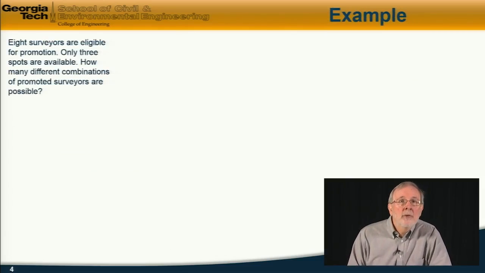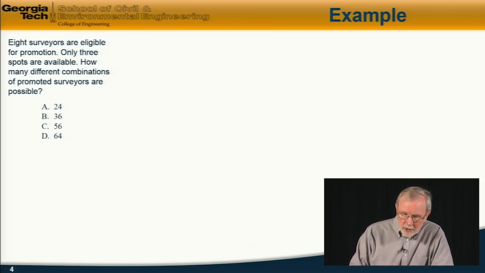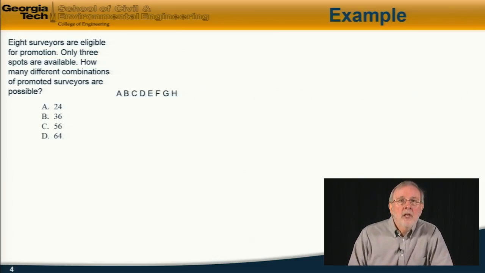To show this, let's do an example. Let's suppose that we have 8 surveyors who are eligible for promotion. However, there are only 3 available promotion slots. How many different combinations of promoted surveyors are possible? Which of these alternatives? So let's go through this logically, and let's suppose that the 8 surveyors are labeled A, B, C, D, E, F, G, H.